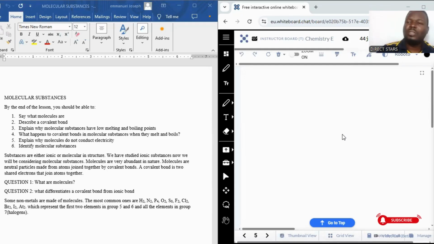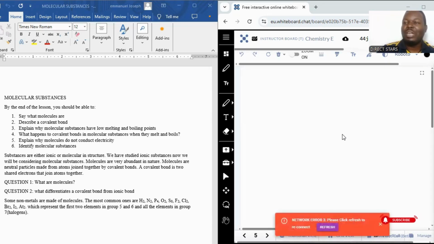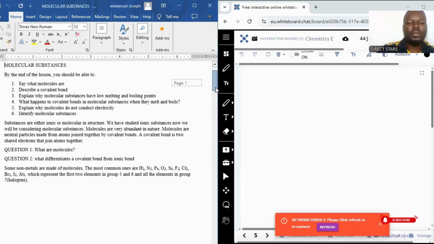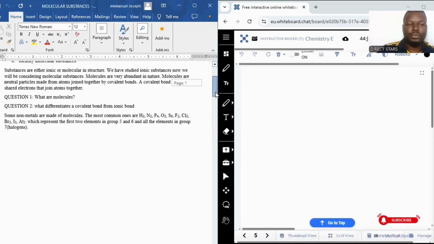But today we'll be looking at another type of bonding, which is the molecular bond. The molecular compounds generally form what we call covalent bonding. Covalent bonding is formed by the sharing of electrons. Remember, atoms bond to achieve stability, to achieve the noble gas configuration. And when these covalent bonds form, they form what we call molecules.